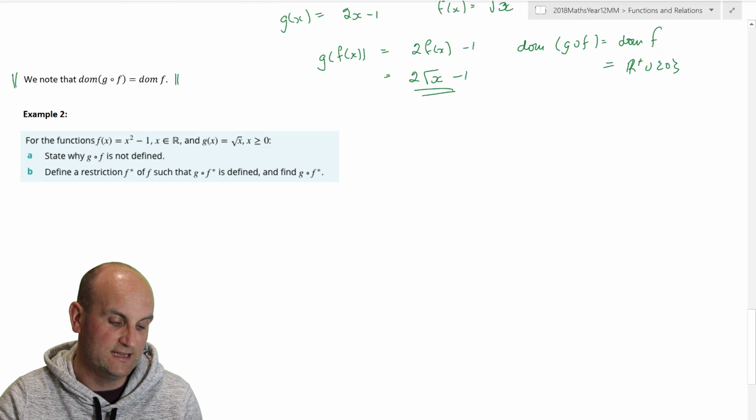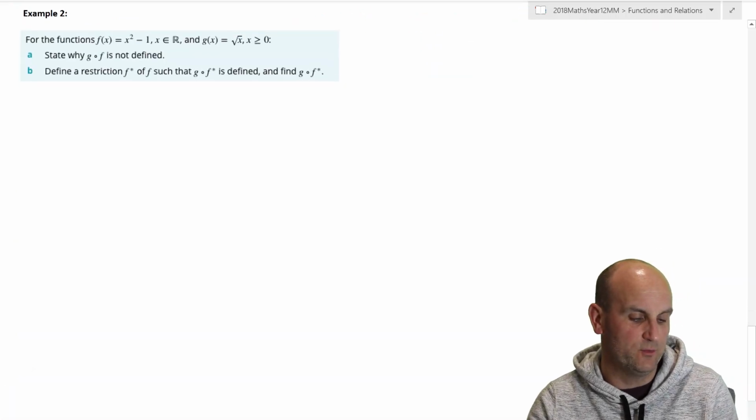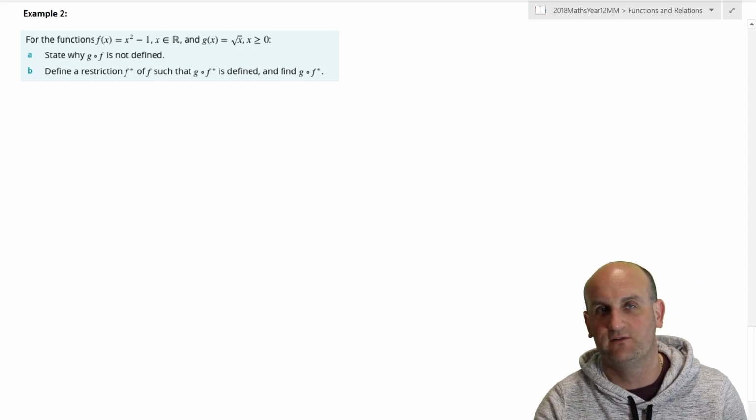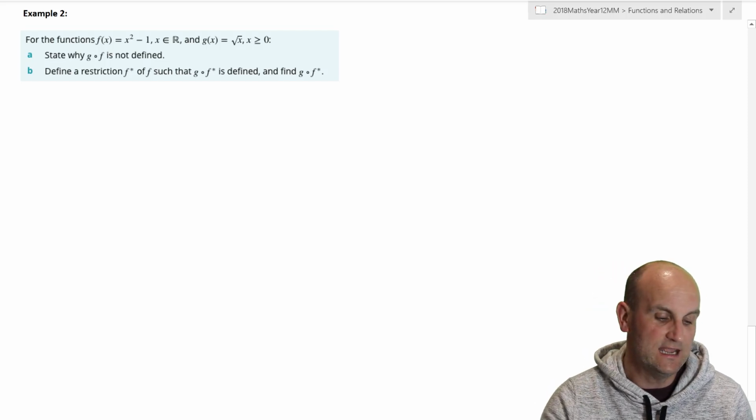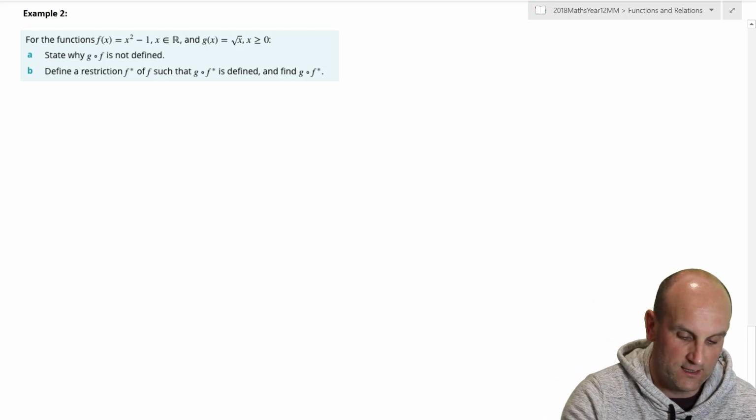Now that was a fairly rudimentary example. We're going to get a bit more complicated with this one. For the function f of x equals x squared minus 1 and g of x equals the square root of x, it looks very similar, doesn't it? But it's not, I promise you. State why G of F is not defined. Okay, so we're going to give a reason why it's not defined.